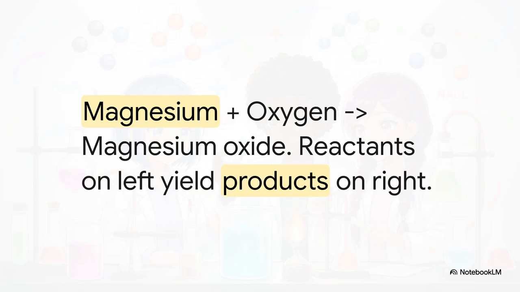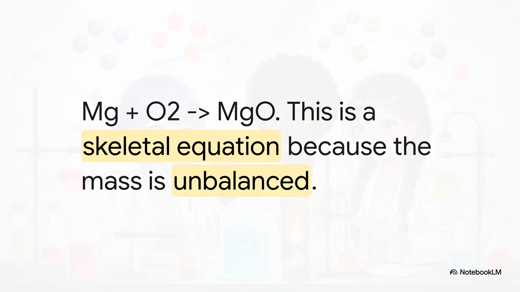But while word equations accurately describe the players on the field, they kind of lack the quantitative rigor required for actual chemical analysis. Chemists solve this by condensing the description using chemical formulas, creating what's known as a skeletal equation. Magnesium plus diatomic oxygen yields magnesium oxide, or Mg plus O2 yields MgO. This notation is great because it gives us the exact chemical identity and atomic composition of the participants.